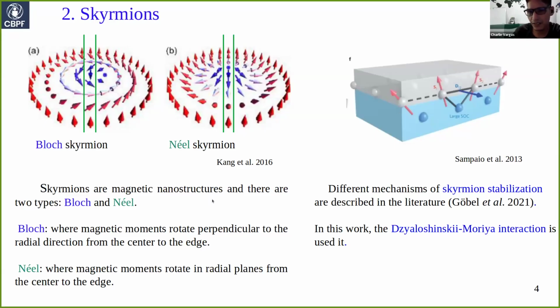These fascinating structures can be stabilized in different ways, as described in the literature. But here we are focused on the Dzyaloshinskii-Moriya interaction. This interaction arises from the lack of inversion symmetry at the interface of a heavy metal and a ferromagnet. Here in this image, you can see the interaction of the large spin-orbit coupling of the heavy metal with the magnetic moments of a ferromagnet. This interaction is the Dzyaloshinskii-Moriya interaction.